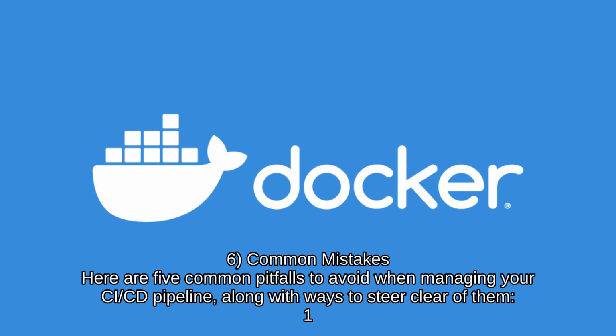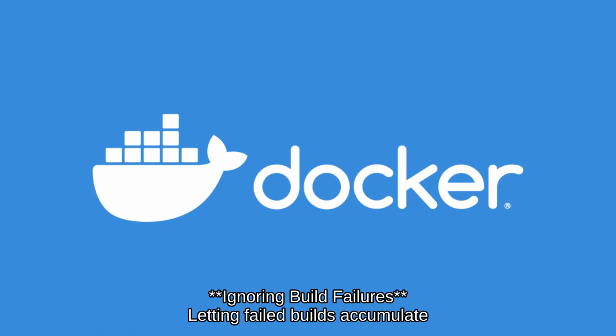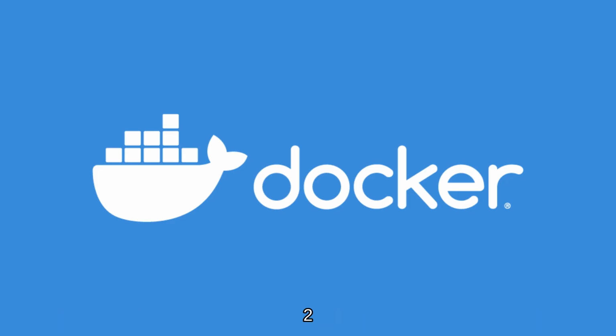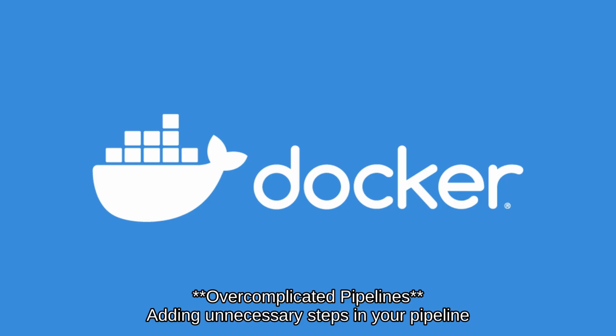Common mistakes: here are 5 common pitfalls to avoid when managing your CI/CD pipeline, along with ways to steer clear of them. 1. Ignoring build failures: letting failed builds accumulate. Set up mandatory notifications for build failures to ensure immediate action.